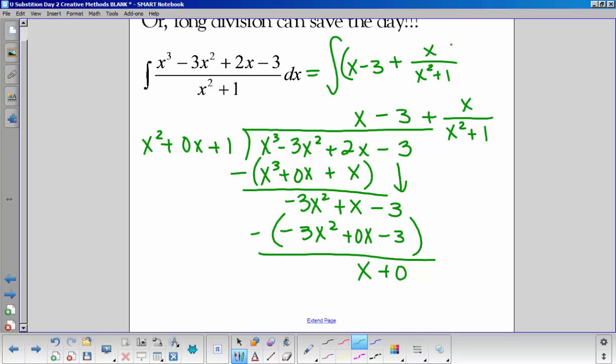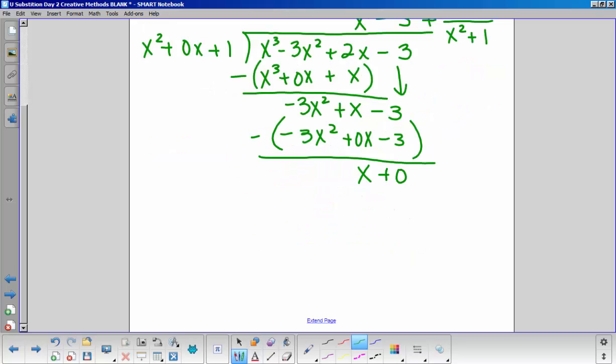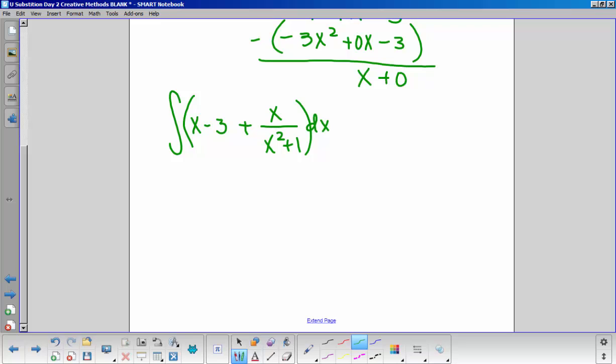So this integral is really looking like the integral of x minus 3 plus x over x squared plus 1 dx. And this is going to require two simple integrations here, and then it's going to require another U-sub. Okay, so I'm going to bring this down here. Integral of x minus 3 plus x over x squared plus 1 dx. So let's do the first two. Those are easy enough to do.